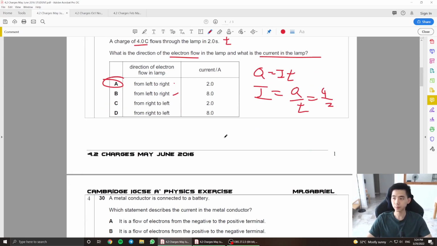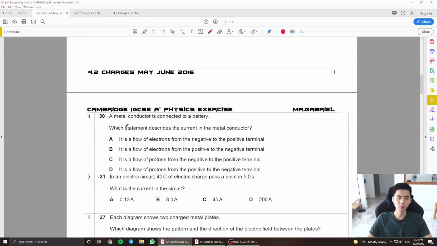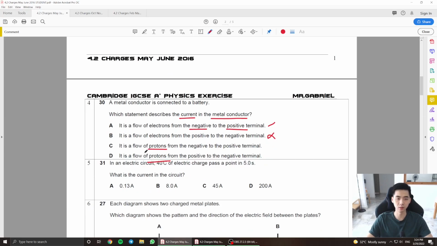Alright, then moving on. A metal conductor is connected to a battery. Which statement describes the current in the metal conductor? It is a flow of electrons from the negative to the positive terminal. Logical. It is a flow of electrons from the positive to negative, not logical. It is a flow of protons, not logical. Protons will not flow. Only free moving electrons can flow. So A is going to be the answer here.